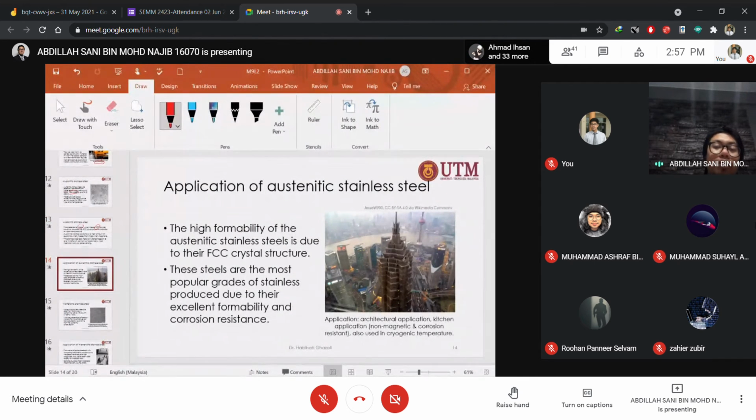The high formability of the austenitic stainless steel is due to the FCC crystal structure. These steels are the most popular grades of stainless steel produced due to their excellent formability and corrosion resistance. They can be shaped more easily compared to the ferritic, because of... why? Let me ask someone.